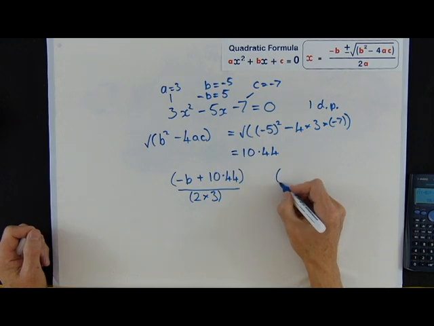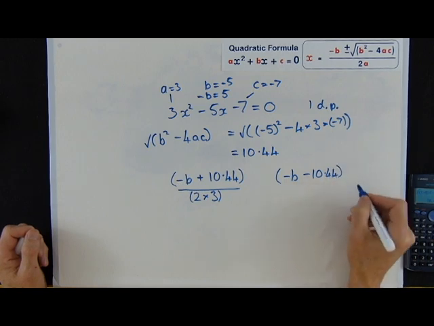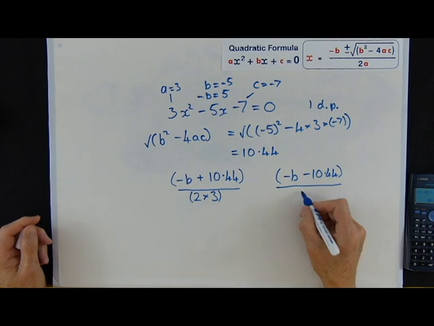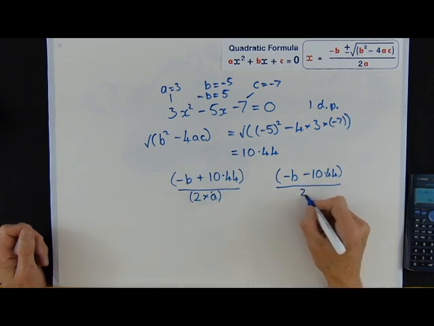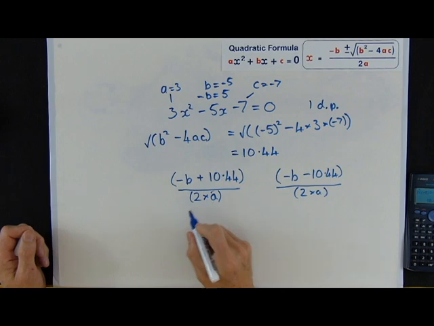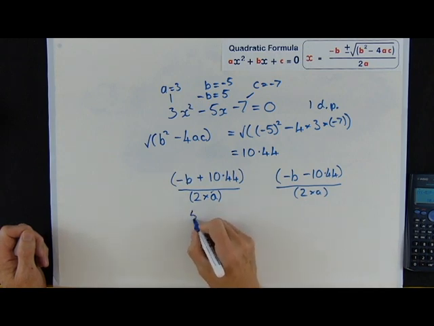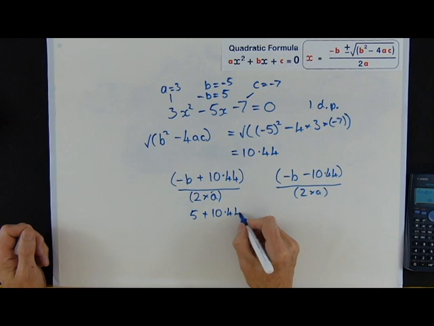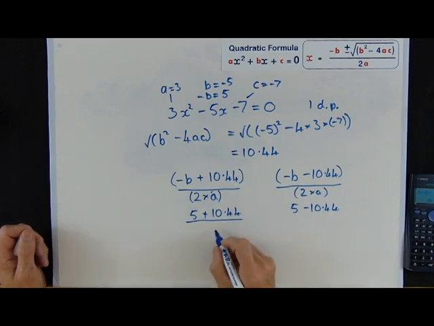The other value is minus b minus 10.44, and it's all over 2 times, oh, I should have put at that stage 2a, so you can see what's going on. So that's all over 2 times a. Putting in the numbers, minus b, as I said, if you put it this way around you can't get confused. So minus b is 5, so you just go 5 plus 10.44, and on the other side it's 5, take away 10.44, and each of them we're dividing by 2 times a, which is 2 times 3, and that gives you the 6.